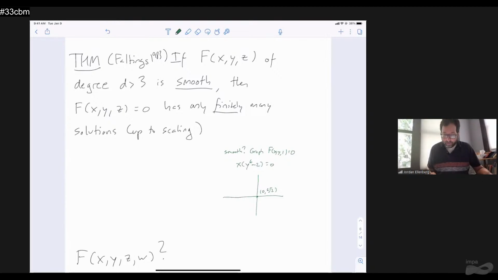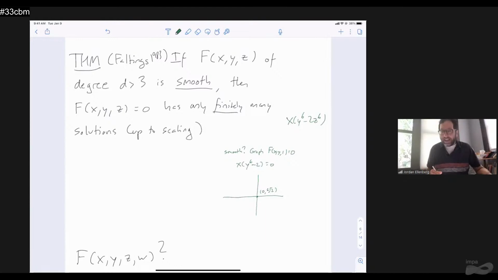And then it's much easier for me to graph in the xy plane than it is for me to graph in xyz space. So for instance, if I take this equation from the previous page, x times y to the 6th minus 2z to the 6th, and I say, all right, let me just specialize to z equals 1. Now I have x times y to the 6th minus 2. And I can graph the 0 set of that function. Where is x times y to the 6th minus 2 equals 0? Well, it's 0 exactly when x equals 0 or when y to the 6th equals 2.